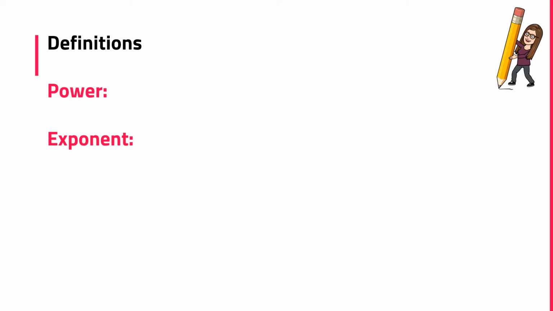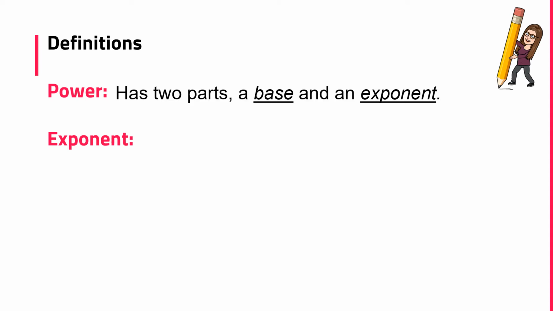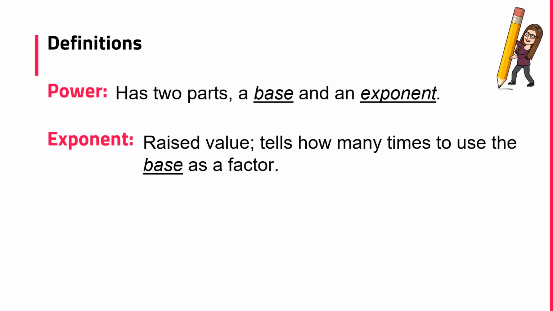All right, in your notes, let's take a look at a couple more definitions. We haven't dealt with exponents yet for a reason. Let's talk about the word power first. A power has 2 parts, a base and an exponent. The exponent is the raised value, right? It's the little number that's above the bigger number. Raised value tells how many times to use the base as a factor. I'll give you a second to jot that down and pause if needed.